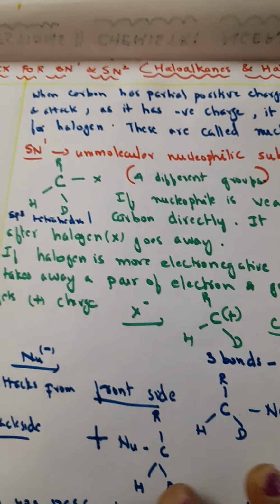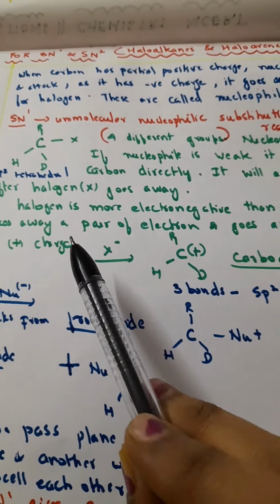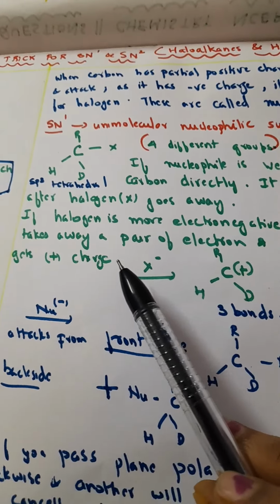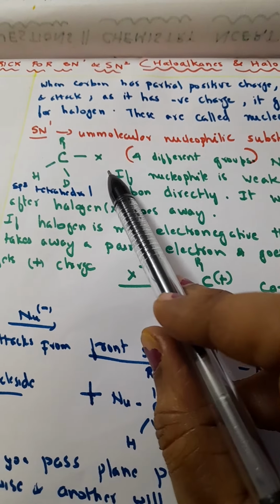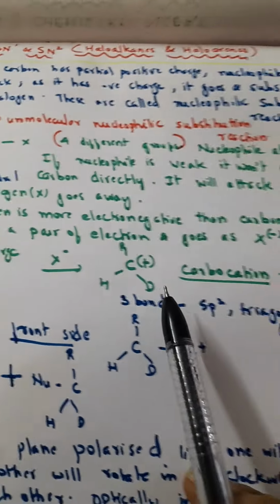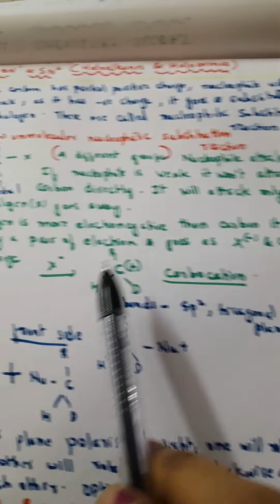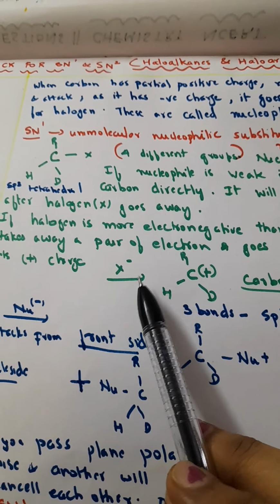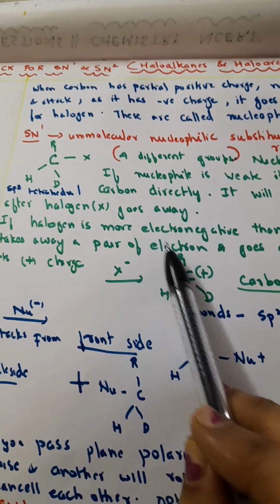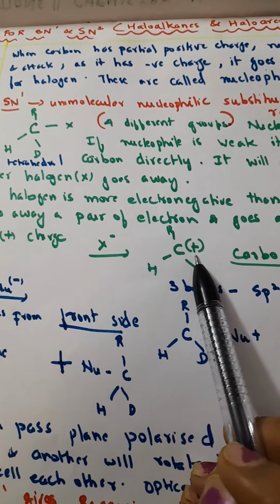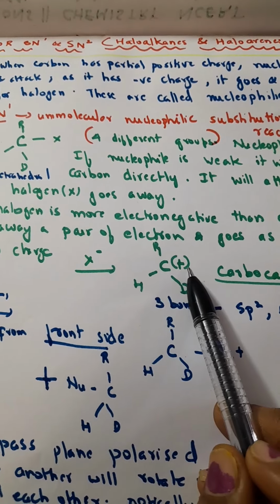Now suppose in another case, if halogen is more electronegative than carbon, then it takes away this halogen. What will it do? It will take away a pair of electrons and go out as X minus, and carbon will get a positive charge. X will go, if it is more electronegative than carbon, it will take away a pair of electrons and go out of this, and here carbon will get a positive charge.